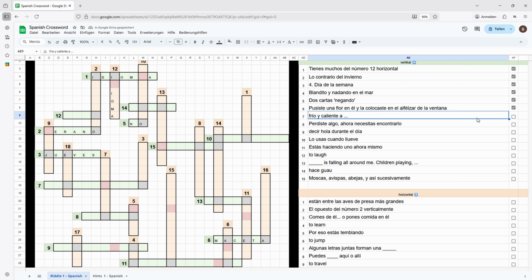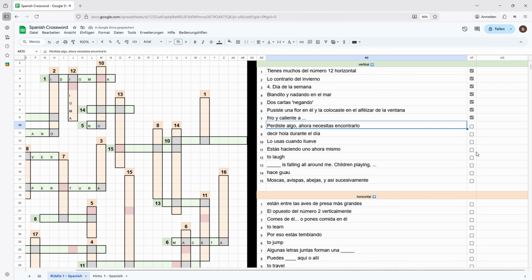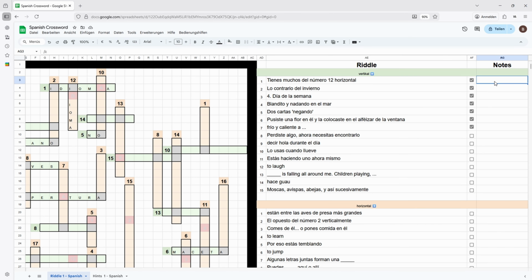Frío y caliente are temperatures. So that's temperatura. It's going to be funny to see if it's correct. Maybe I should already put it in here so I can later just use our formation.